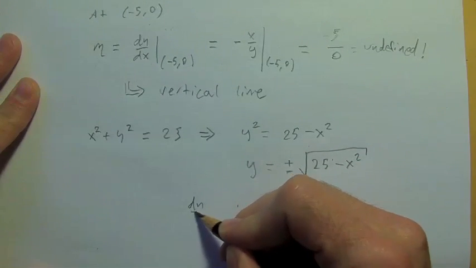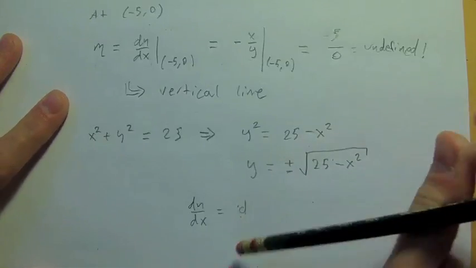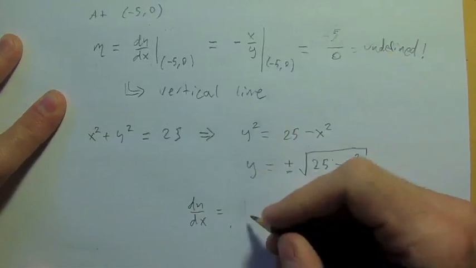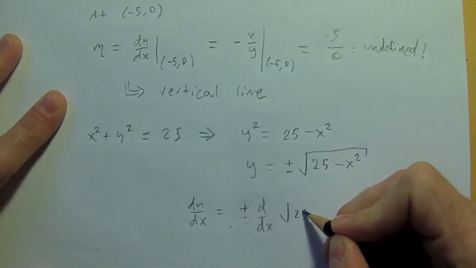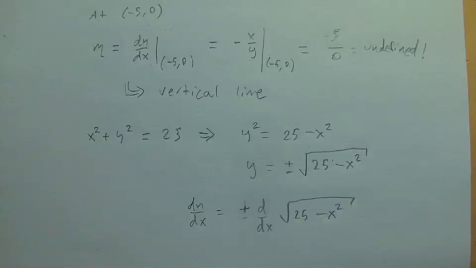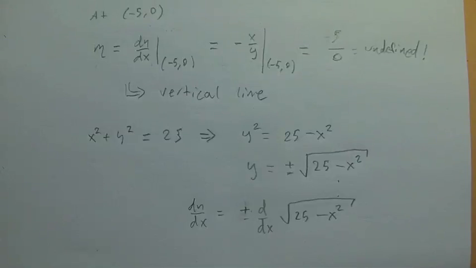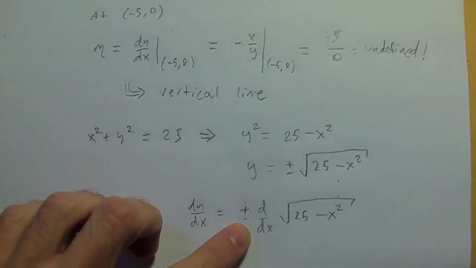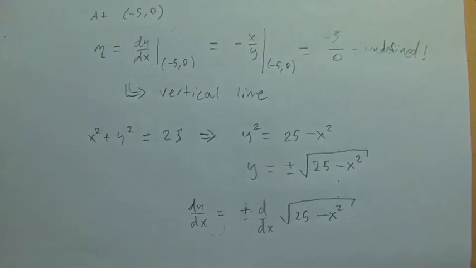So we would have to do dy over dx is equal to the derivative. So really we could say plus or minus the derivative with respect to x of the square root of 25 minus x squared, which is going to be a chain rule. You're going to have a plus or minus. You have to evaluate things, and this is going to be way more complicated than what we had up here, which was just negative x over y.